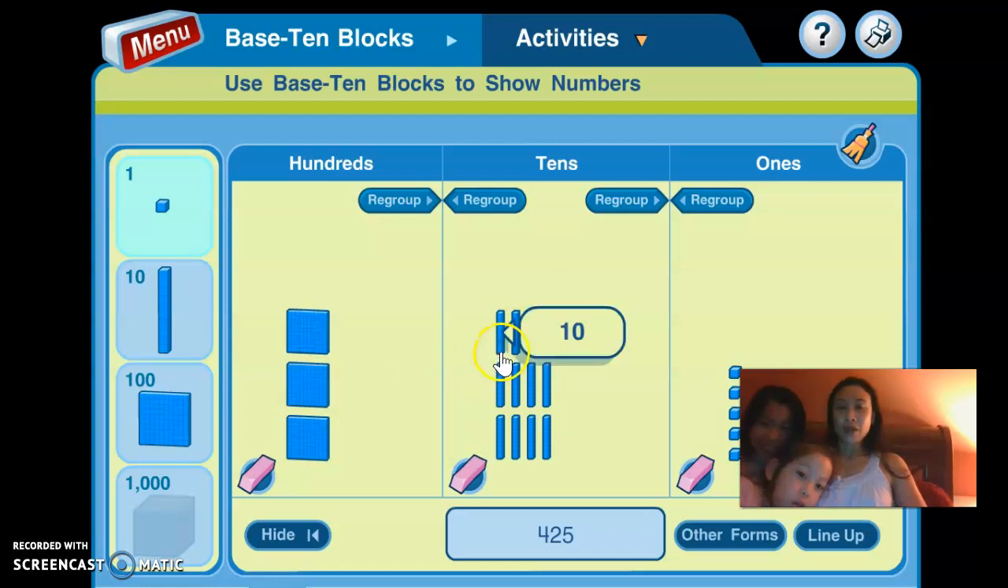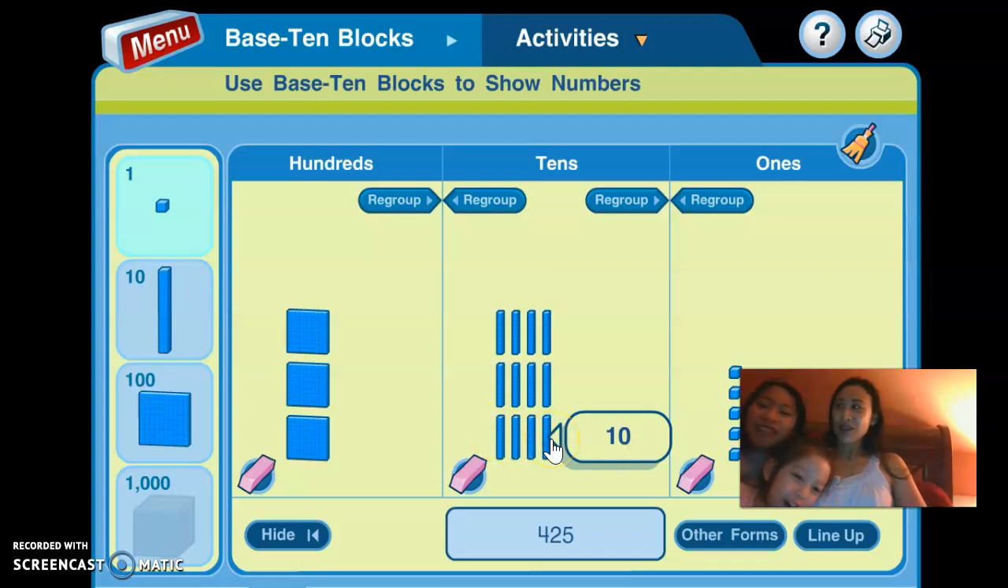You want to count? 1, 2, 3, 4, 5, 6, 7, 8, 9, 10, 11, 12. Now, how many ones do I have over here, Penny? Just count. 1, 2, 3, 4, 5. Did the number down here change or did it stay the same? Stay the same. That's right. What changed? Just the pictures.